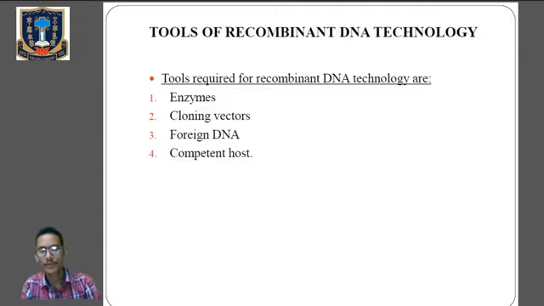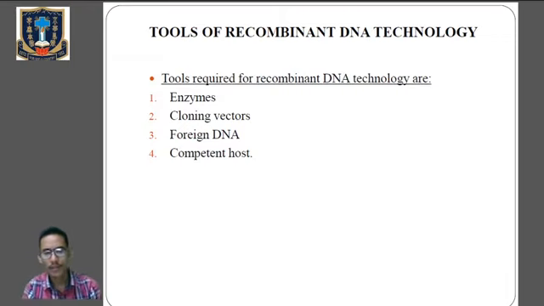enzymes. If you remember, we are dealing with the tools of recombinant DNA technology. And in the last class, we have learned about the enzymes that are being used in this technology. So briefly, what we have learned under the enzymes, we have learned about the lysing enzymes, the clipping enzymes, which are exonuclease, endonuclease, and the restriction endonuclease.